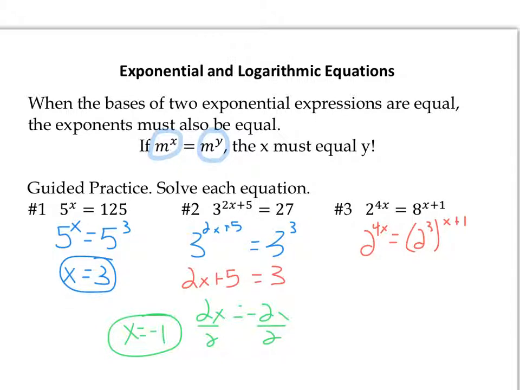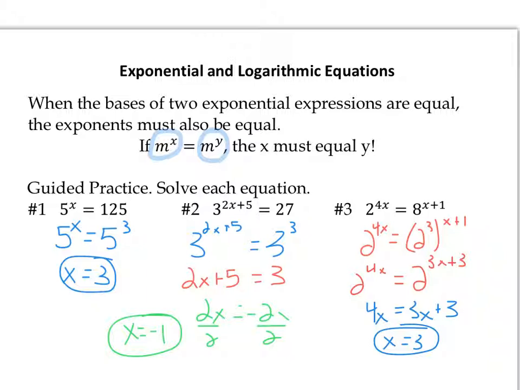Now here we have to remember what happens when we have a power raised to a power. We're going to multiply the exponents together. So that right side over there, we'd have 2 to the 4x equals 2 to the 3x plus 3, right? We have to multiply those together. Now we could write this out as 4x equals 3x plus 3 because we got the bases the same. Since we got base 2 for both of them, that means the exponents have to be the same as well. We subtract 3x on both sides, and we end up with x equals 3.